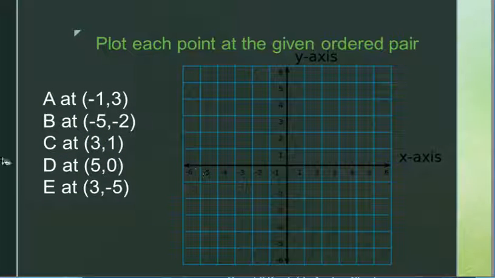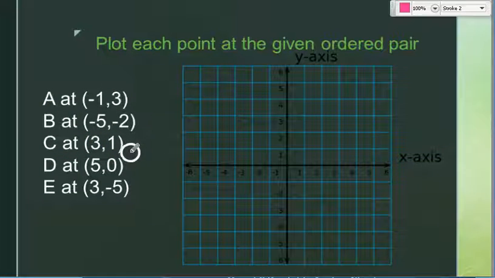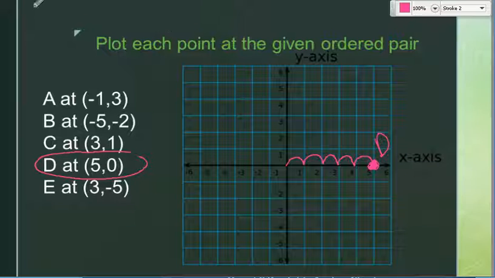Okay, point D. Now, point D, you will notice, has an x value of 5, which means we're going to move to the right 5, but then we are moving up or down 0. So if we move to the right 5, 1, 2, 3, 4, 5, and then up or down 0, we land right here on the x-axis. Okay, so point D is right on the x-axis.